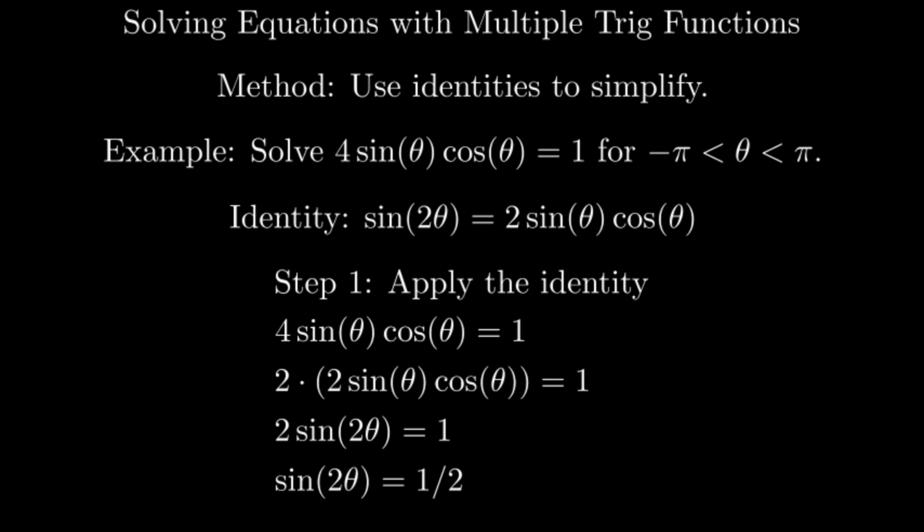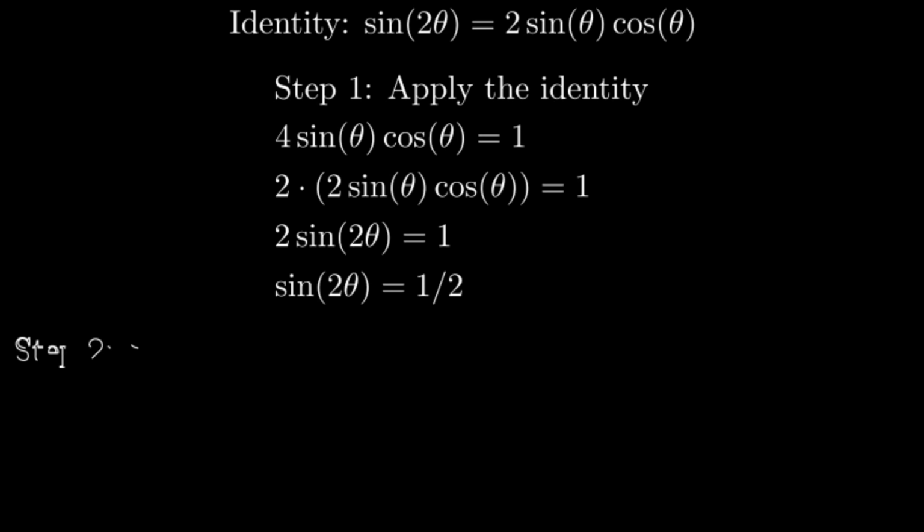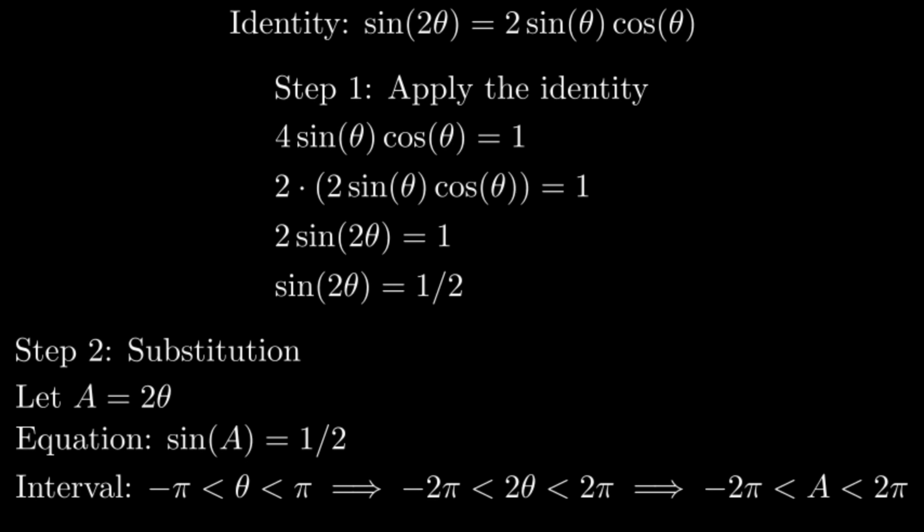Now we have an equation with a transformation. Just like in the last scene, we'll use a substitution. Let a equal 2 theta. Our equation becomes sine a equals 1/2. We must also change the interval. Multiplying by 2, our new interval for a is from negative 2 pi to 2 pi.